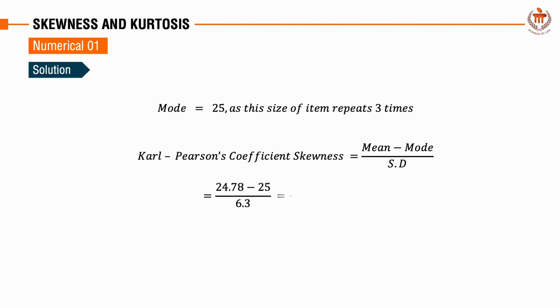So we can apply the Karl Pearson coefficient of skewness formula, which is mean minus mode by sigma. So mean was 24.78, mode is 25, sigma is 6.3. When we calculate, we got the Karl Pearson coefficient of skewness as minus 0.03.